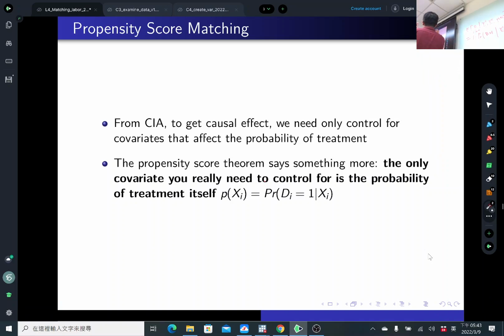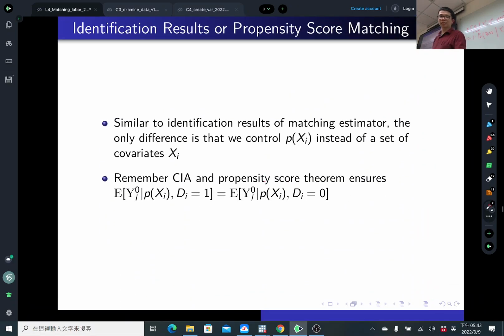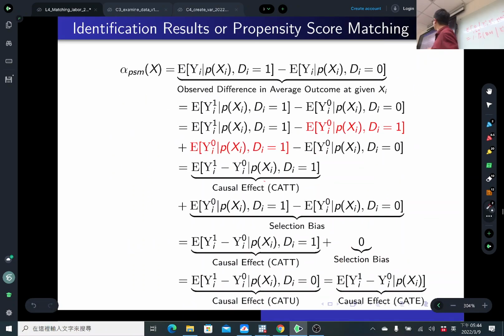So the propensity score theorem is very beautiful. It says the only covariate you really need to control for when you do the matching is the probability of treatment itself. You don't need to control so many variables. You just control this one variable, the propensity score. So that will make the problem very similar. Instead of controlling x, now you just control the propensity score.